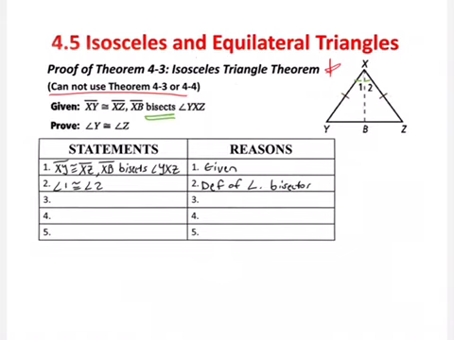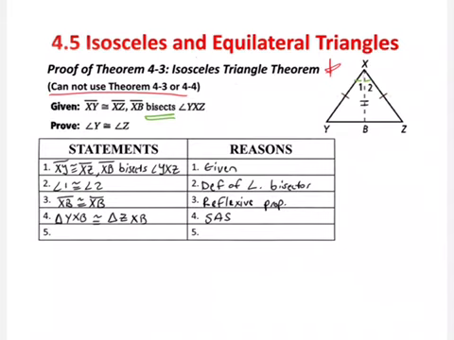At this point, we have side, angle, and maybe we need another side. So let's say that XB is congruent to itself by the reflexive property. Now we have enough to show that triangle YXB is congruent to triangle ZXB by side, angle, side congruence.